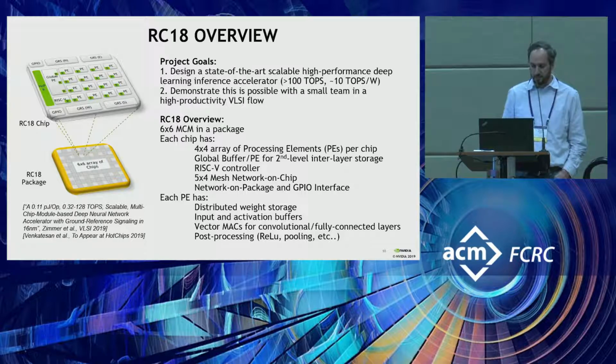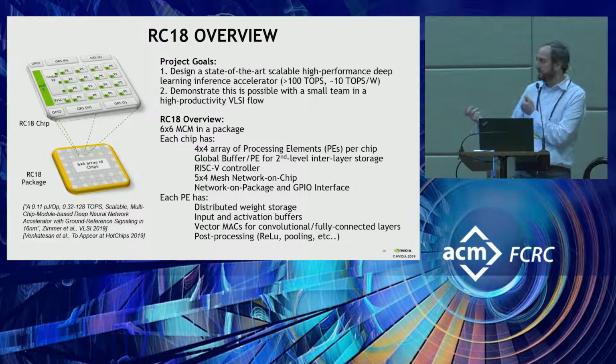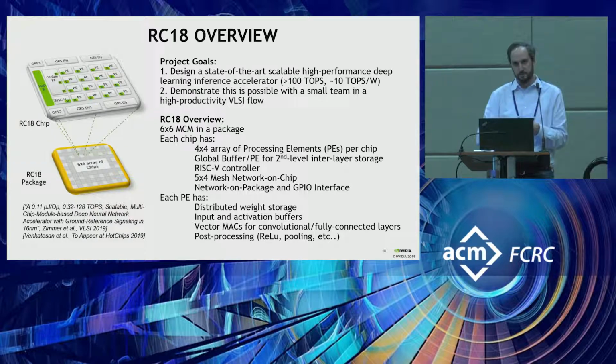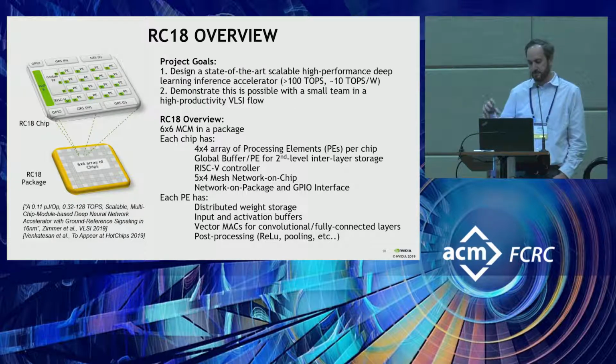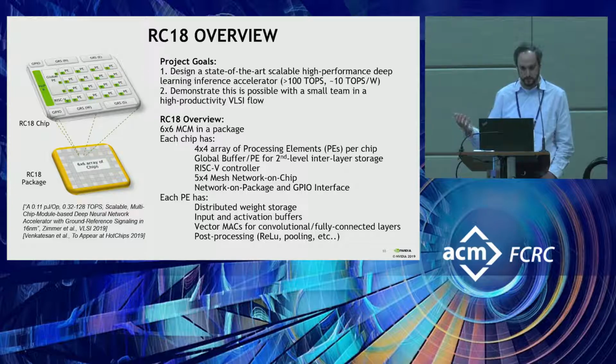So we used all the pieces I talked about. On top of that, each little chiplet is about 6 square millimeters, packaged onto a 6x6 MCM, and interconnected in a hybrid network on package, network on chip. The architecture is that each chiplet has 16 processing elements that essentially just do dot products. There's distributed weight storage across all the processing elements. There's a Chisel-based RISC-V controller that runs the runtime, integrated as an IP block.